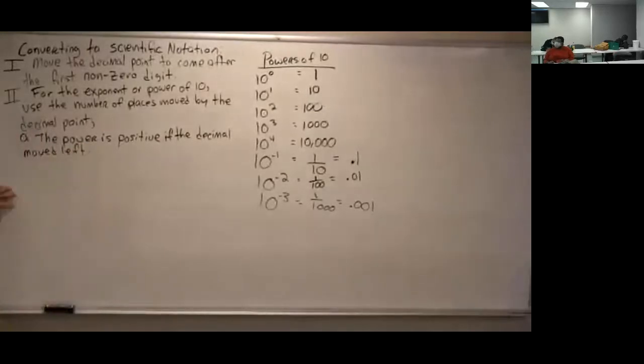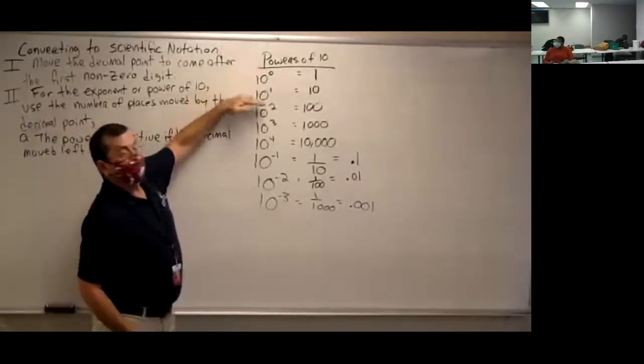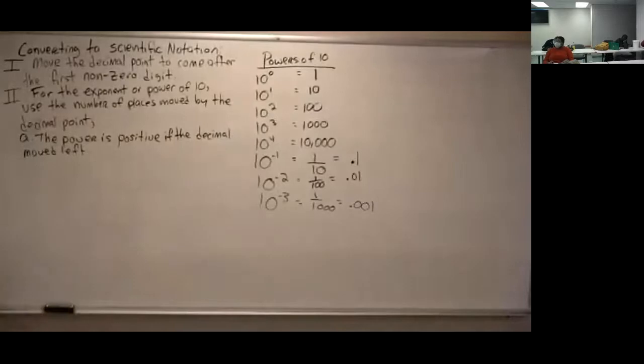That makes sense. If I got really big numbers, they're going to have positive exponents. So they're going to be in these tens, hundreds, and thousands. Okay. The power is going to be negative if we move the decimal point to the right.